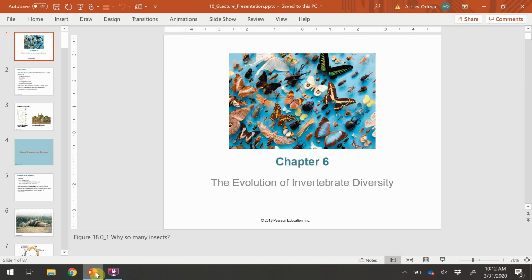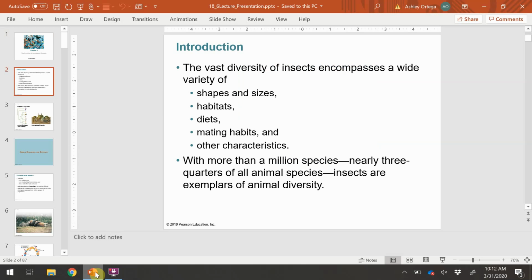In this image you can see a bunch of different insects, and that's what our book starts out with: there is a vast diversity of insects, with a wide variety of shapes and sizes, habitats they live in, diets, mating habits, and many other characteristics. Even though they vary in so many aspects, they are tied together by some common animal traits, and those are things we will look at today.